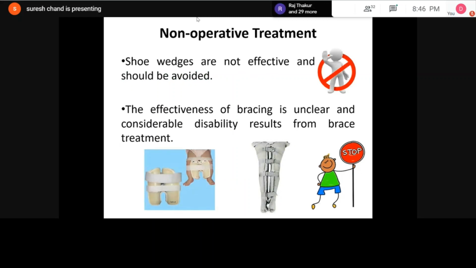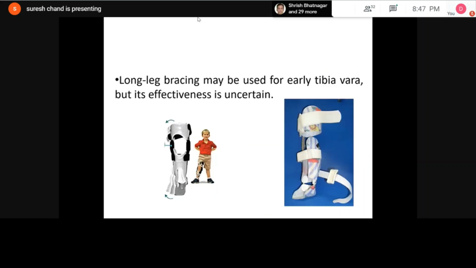They are not scientifically proved, and they should be avoided. The effectiveness of bracing is unclear. The classical mermaid brace or any form of such splintage is undesirable, and they have a rather negative effect on children, and they have no scientifically proven role in correcting. So they are out of use. There is no use of prescribing them. Long leg bracing may have some doubtful role in early tibia vara, which is infantile Blount's. So again, effectiveness is very uncertain.